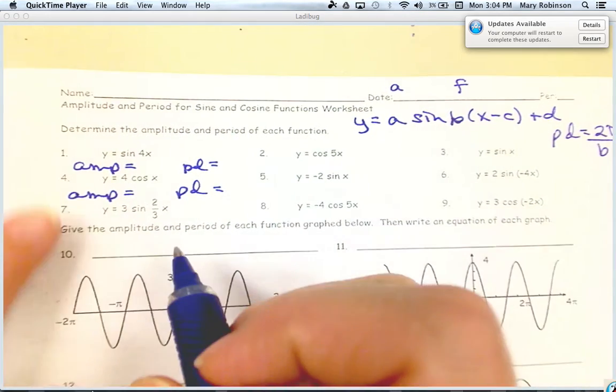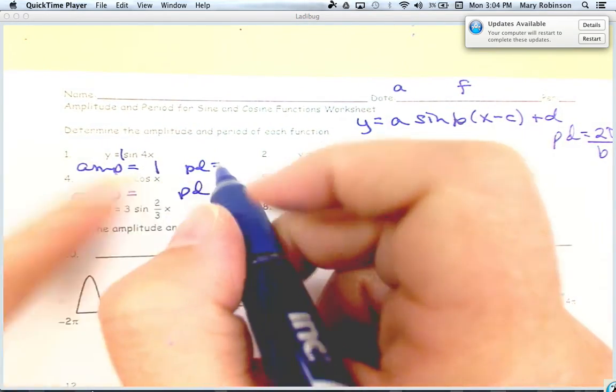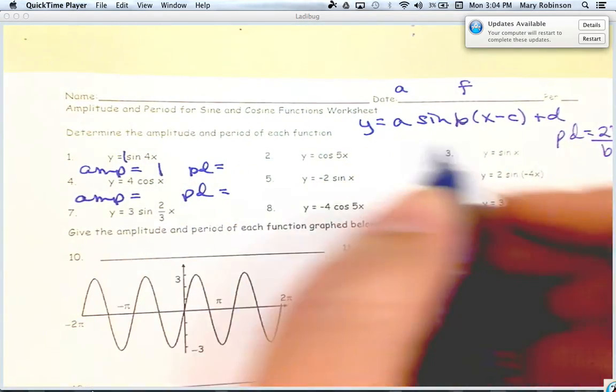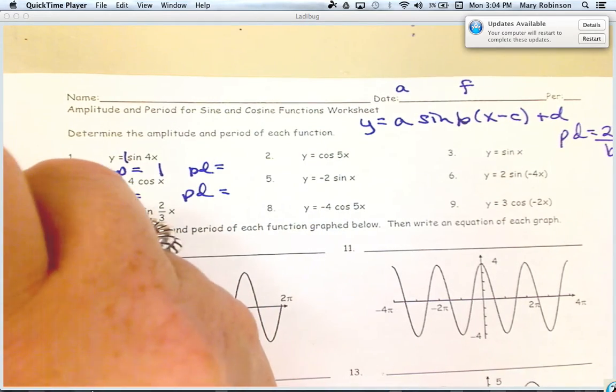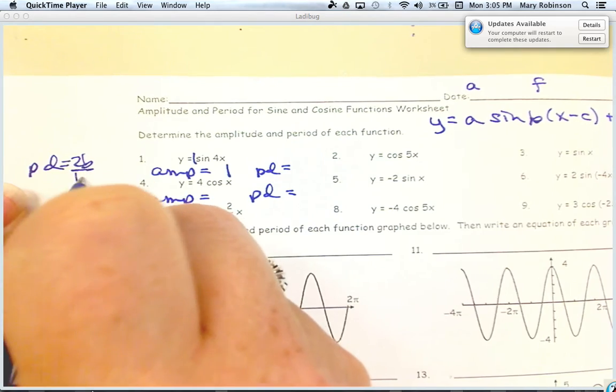All right, so amplitude for number 1 would be your A value in front, so that's 1. Your period is 2 pi over B, so if you think, okay, well, I need to know my period, and that's 2 pi over my B.